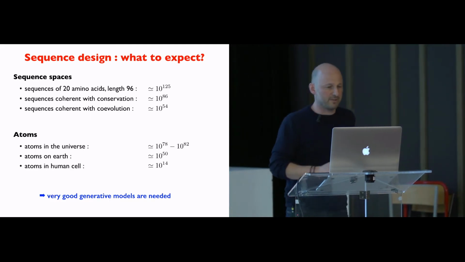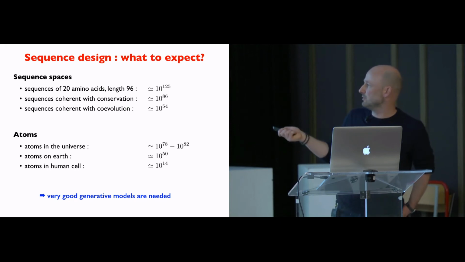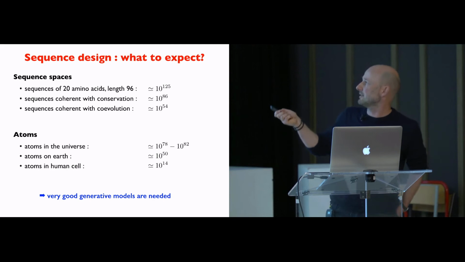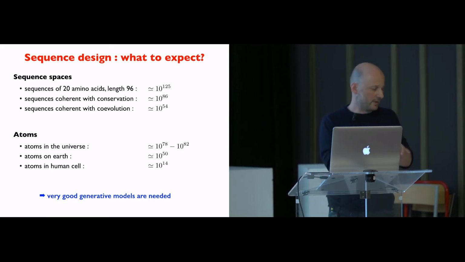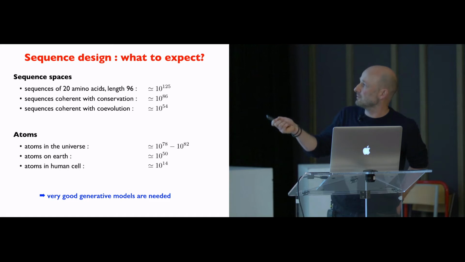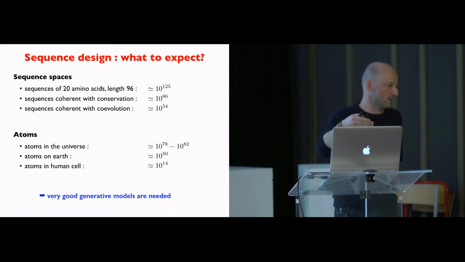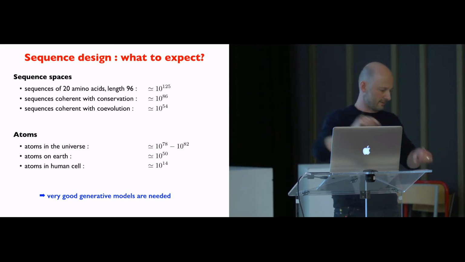If you compare this with numbers which are more physics numbers, then if you count the number of atoms in the universe, it's about 10 to the 80, which is a bit less than this one. If you count the atoms on Earth, it's 10 to the 50, which is a bit less than this one. And if you take one specific cell of your body, you have something like 10 to the 14 atoms in there. Now, if I say I take a totally random sequence and I ask it to be also coherent with coevolution, so to be a good sequence in my model, which is comparable to taking a random atom in the universe and asking it to be in one specific skin cell on my hand.